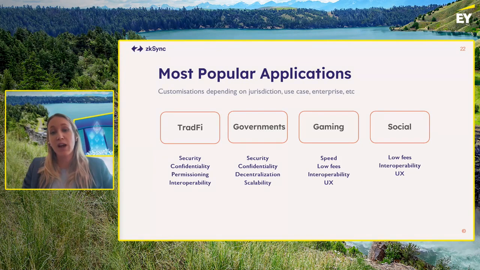And what they care about and how they want to configure their chain is with security first, confidentiality, permissioning, interoperability. Those four things are really crucial to them. Governments, very similar, with the fact that they also want the scalability.